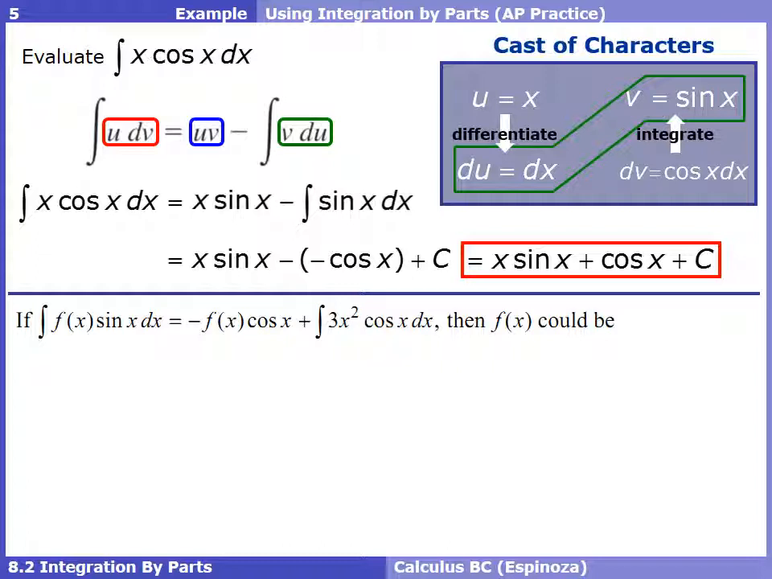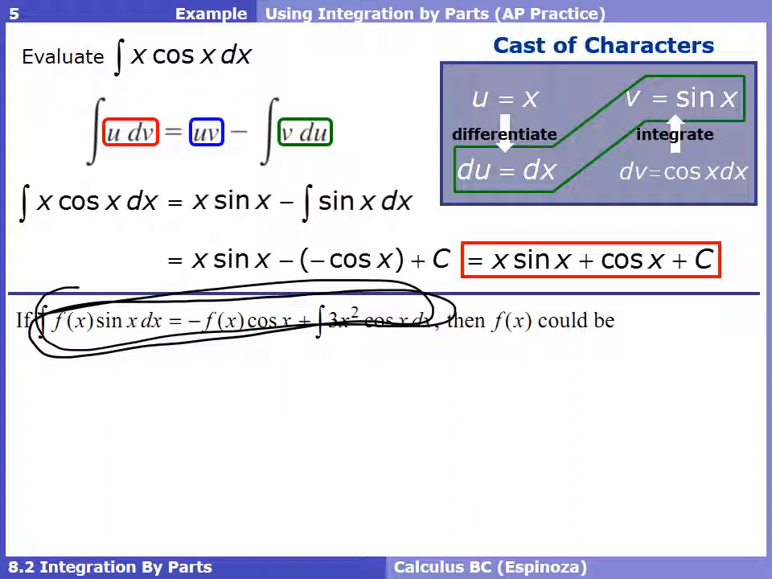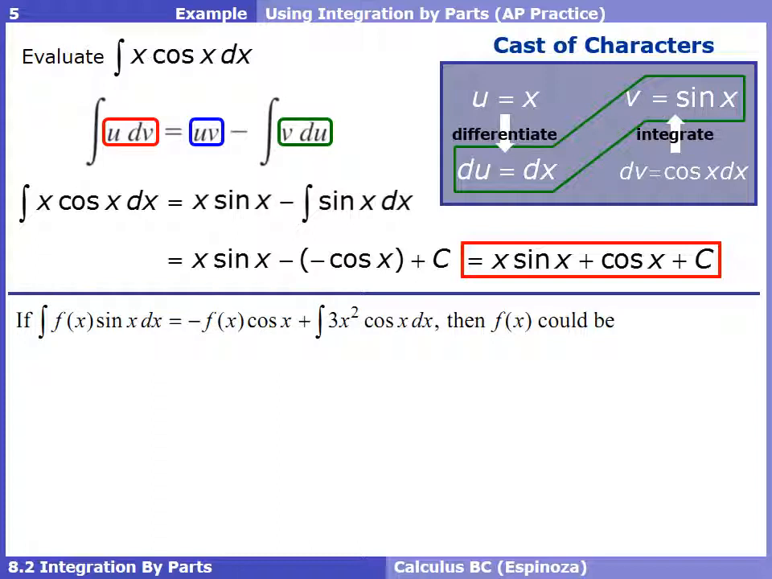In this particular AP test problem, it's presented in a way that if you're not fully familiar with integration by parts, you might look at it and just think, wow, this is a really complicated problem because of all the stuff that they're presenting here to you. So let's see what's going on. They're telling us that the integral of a function times sine is equal to this stuff over here. And then they want us to find what that function would have been so that we get this antiderivative that you see circled right here.